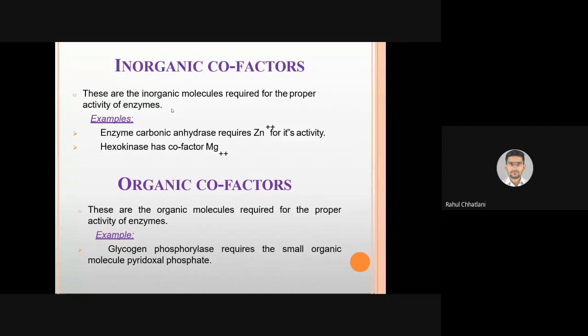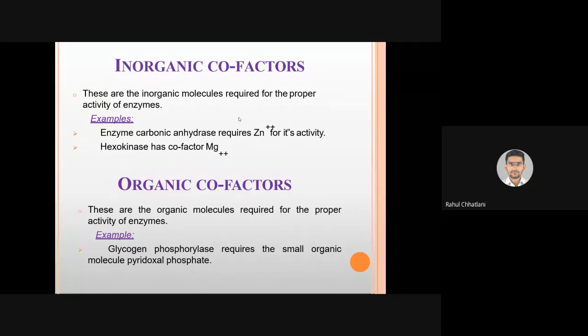Cofactors are not proteins. Remember this thing. Cofactors are never proteins. If they are proteins, they are enzymes themselves. Example, the enzyme carbonic anhydrase requires zinc for its activity. Hexokinase has the cofactor magnesium. So these are examples. These are ions. They are not proteins. They are ions which have nothing to do with the protein structure. They will attach on the enzyme so that they can fasten the reaction.